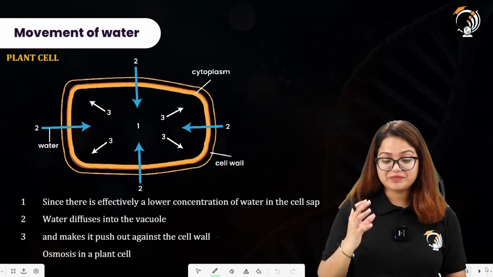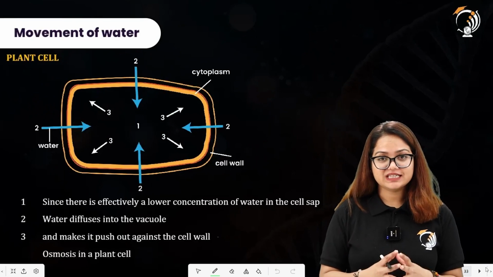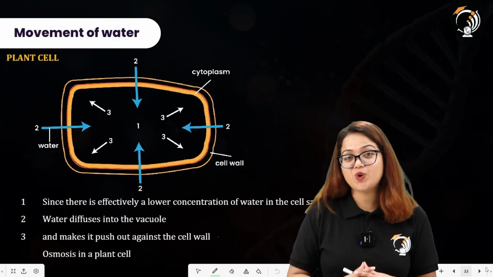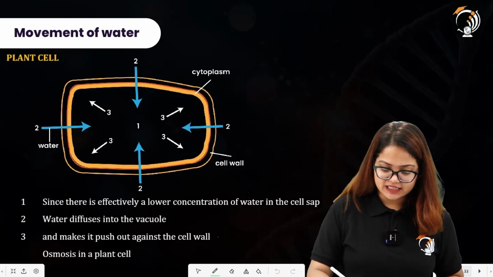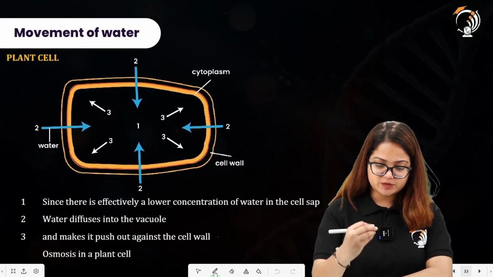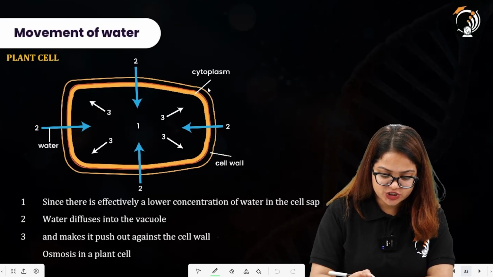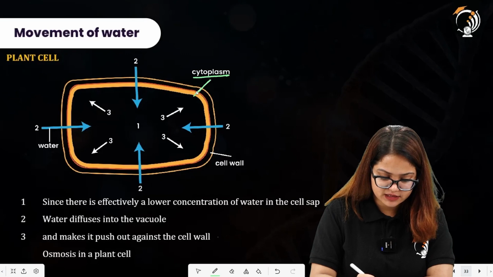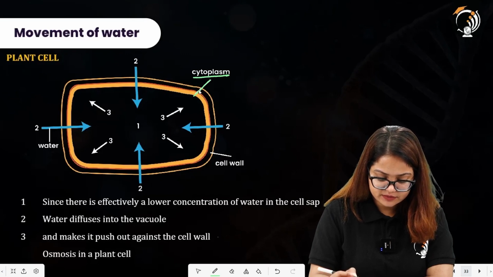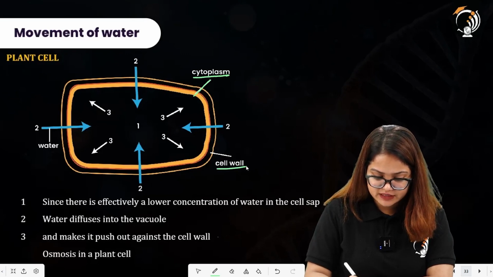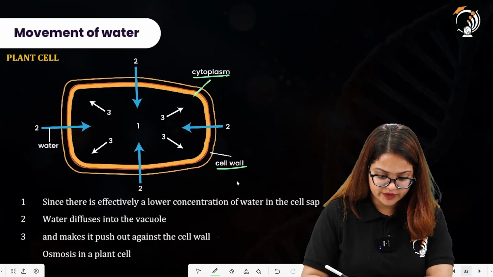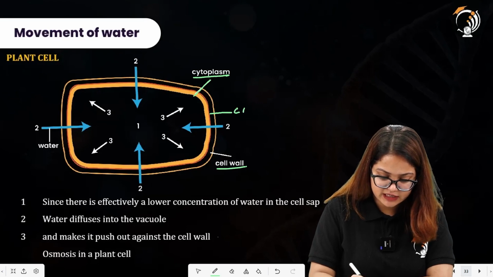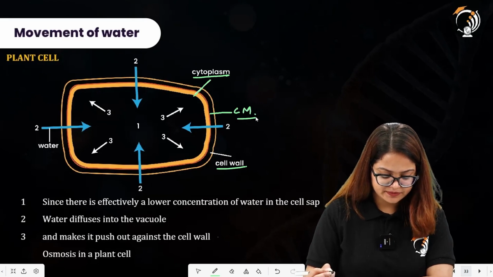Now if we talk about the plant cell here, basically in addition to the cell membrane, the plant cell also has a cell wall outer to it. So here we can observe that there is a representation of cytoplasm. So it should be like this. There we have the cell wall. And here we have the cell membrane.